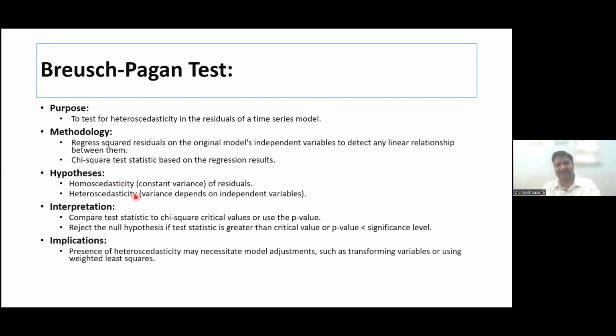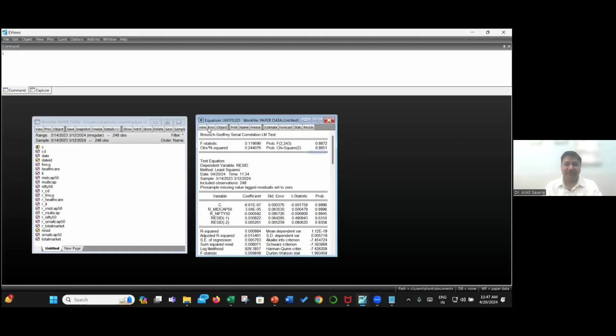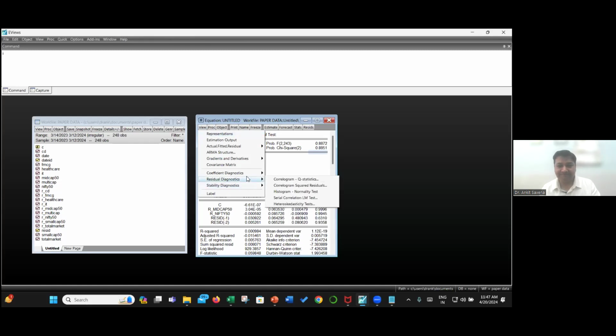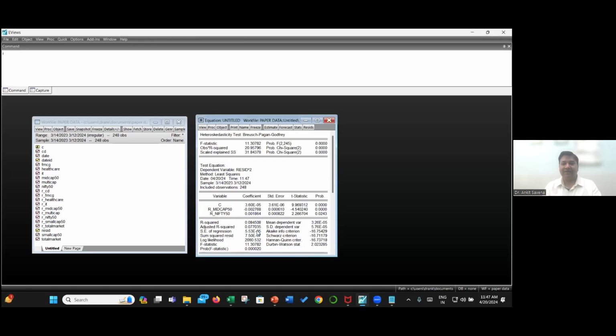So let us quickly see how we will run it. Let us come back to eViews itself. In eViews, in the regression output, we are doing all this. You go to residual diagnostics, and you have a heteroscedasticity test over here. And here you can see the Breusch-Pagan-Godfrey test is mentioned. You just click OK here, and you'll find the issue.